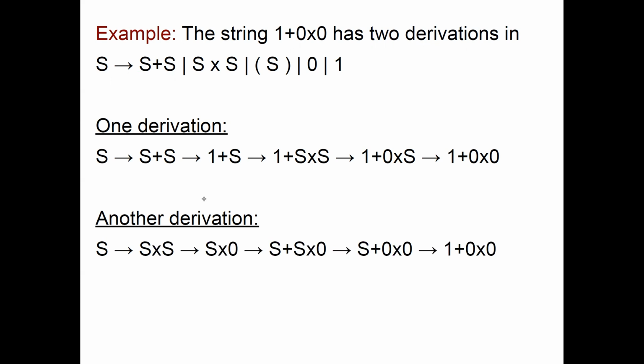These are two different derivations, and if you think of the sequence of steps as the order of operations, you can verify that you will obtain two different meanings, two different values for the string. Because if I first do the multiplication here and then a sum, I get 1. But if I first do the sum here and then I multiply everything by 0, I get 0.